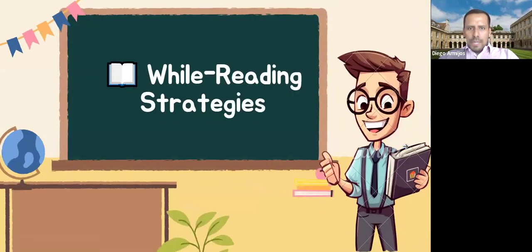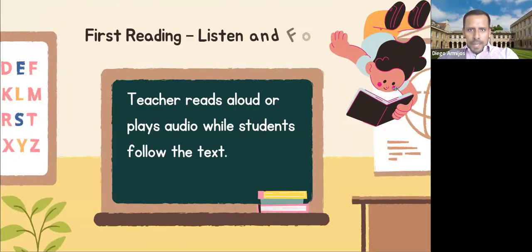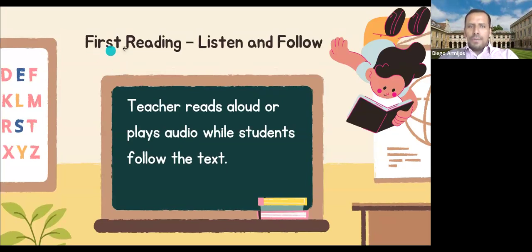Now, same here, while-reading strategies. Here I'm going to show you four while-reading strategies. So let's see which one is the first. This is the first one. First reading, listen and follow. As you know, students might have a lower level of English, so we can use this technique. Teachers read aloud or play audio while the students follow the text. All right, so we start reading, we can say once upon a time, and the students repeat once upon a time or something like that, okay?